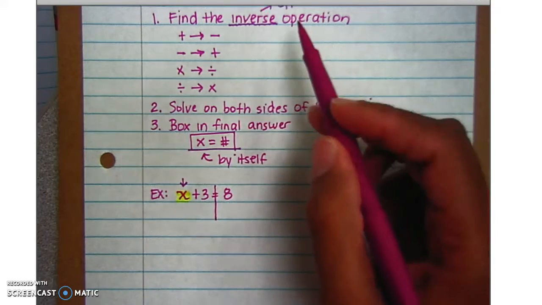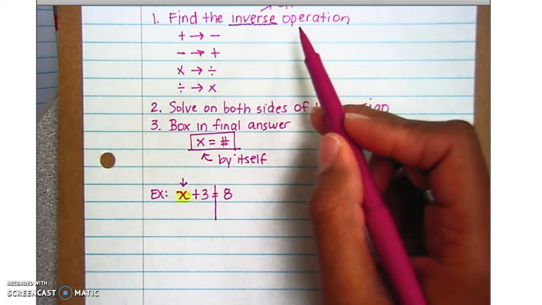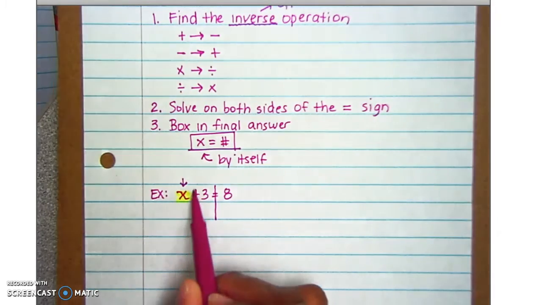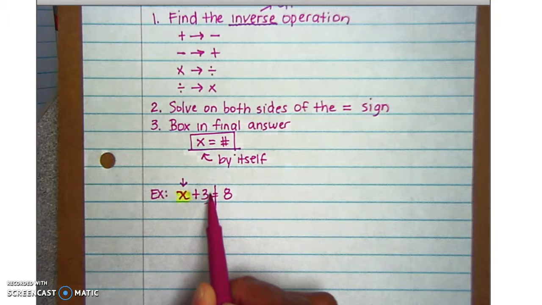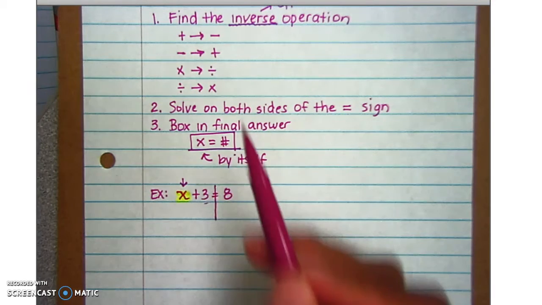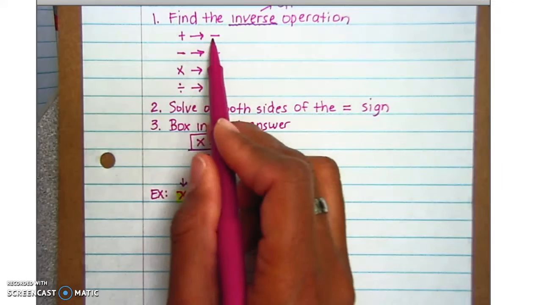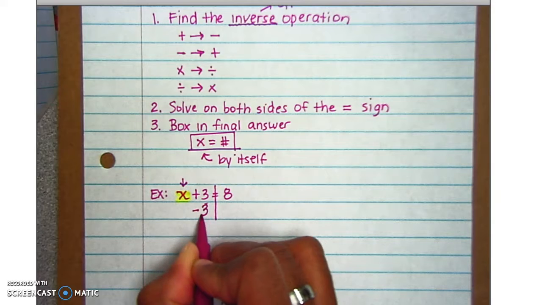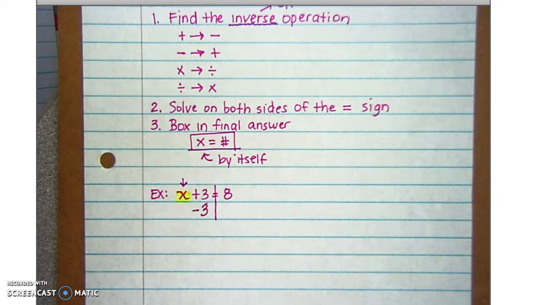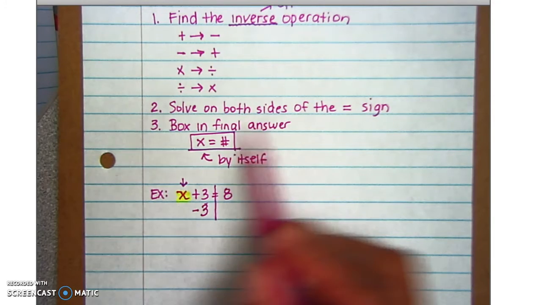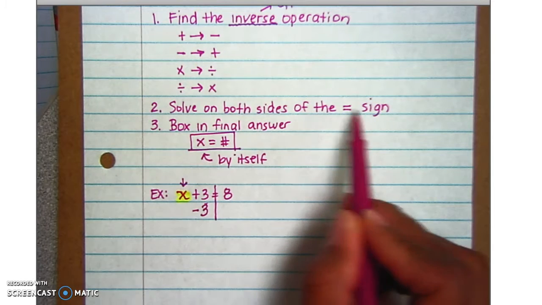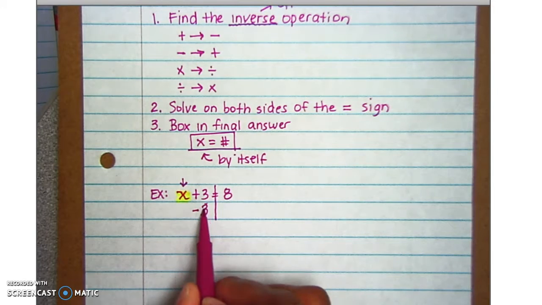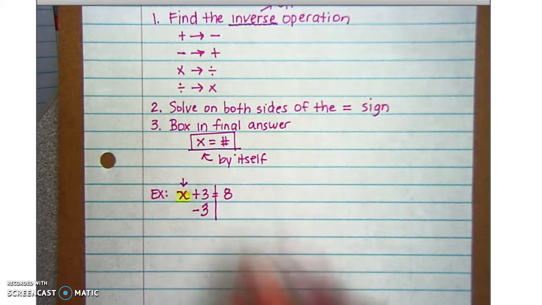So step 1 says find the inverse operation. Here we have plus 3. The opposite of plus is minus. So because I'm plussing here, I'm going to subtract here. Step 2 says to solve on both sides of the equal sign. That just means what you do on one side, which was minus 3, we have to do on the other.